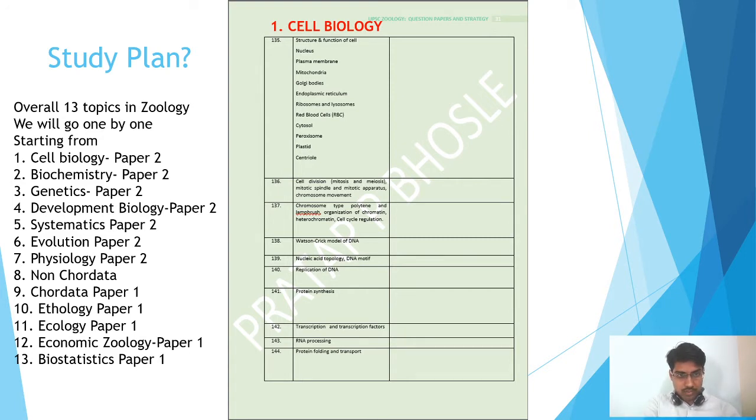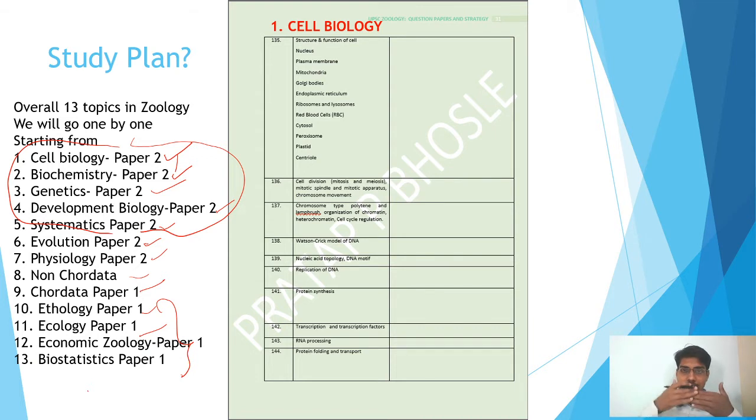First start with the cell biology, then biochemistry, genetics, developmental biology, systematics. This contains the basics of zoology and biology. Once you have completed this, you can go for further study. Then you can start with evolution, physiology of humans, non-chordates, chordates, ethology, ecology. All these are kind of the applications part of biology. So you should go by this pattern of study. That is going to be helpful.